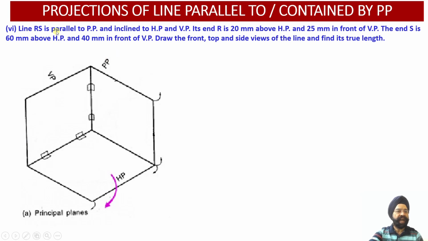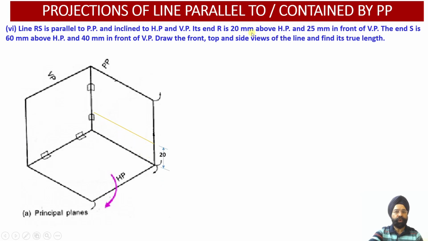A line RS is located in the first quadrant and it is parallel to the profile plane. It is inclined to both HP and VP, and since this line happens to be inclined to both HP and VP, on HP and on VP we are not going to get the true length of the line. The view obtained on HP will be the apparent length, and the view obtained on VP will also be the apparent length of the line. Now let us first of all locate the line spatially in space.